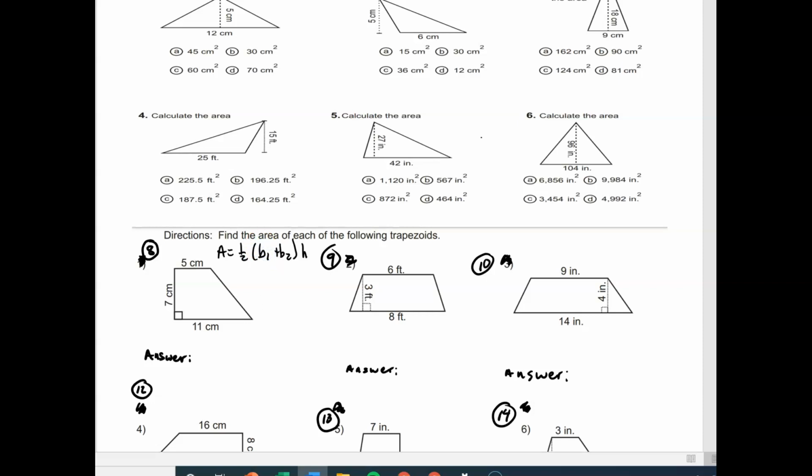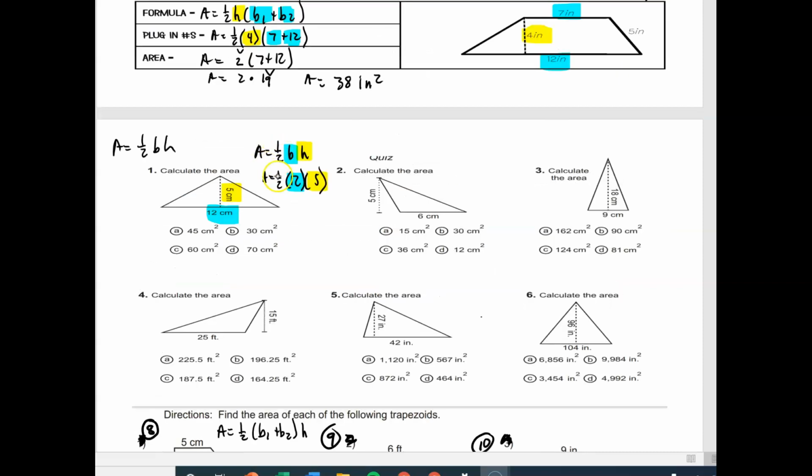All right, so let's go ahead and do that first one. I've set it up for you. Area equals 1/2 base times height. I got my base of 12 and my height of 5. I plugged those guys in. So now area is equal to 1/2 of 12. Half of 12 is 6. So 6 then times 5 is your answer of 30 centimeters squared. All right, dotted line's always your height.